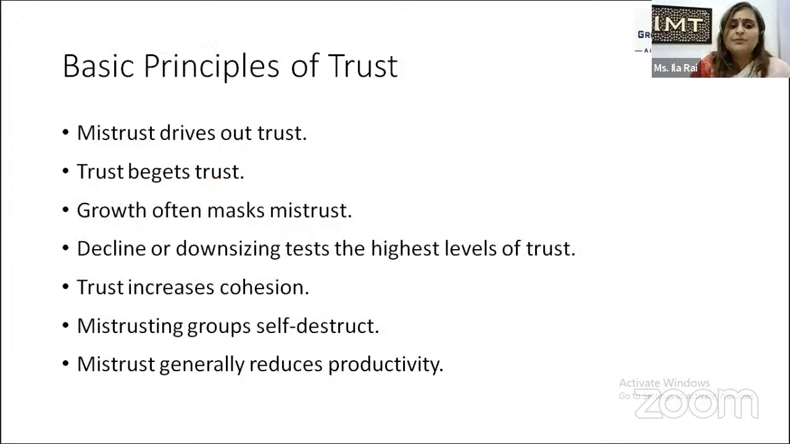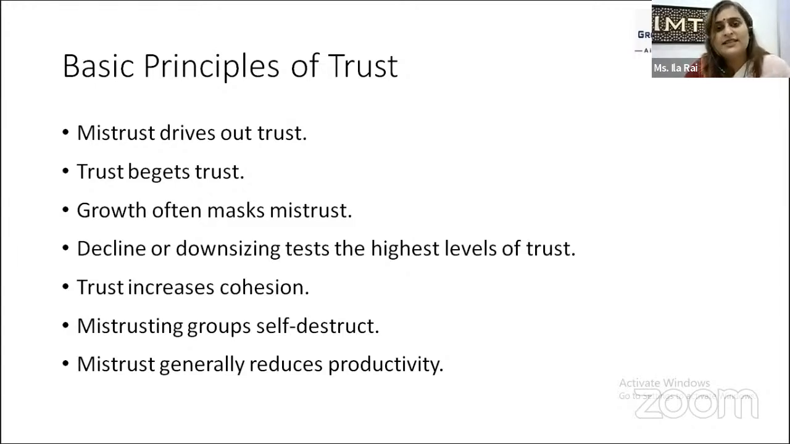The basic principles of trust: mistrust drives out trust. So if there is any mistrust in the followers, you will not have any trust. If a single person has mistrust in your leadership, all of the followers will start having mistrust. So mistrust drives out trust. The second principle of trust is trust begets trust. Similarly, if among all your followers a single person starts trusting you, the other followers will join them and start trusting you. The third principle is growth often masks mistrust. So even if followers have mistrust in you and you are growing, it can still mask the mistrust among the followers. The fourth principle is decline tests the highest level of trust.